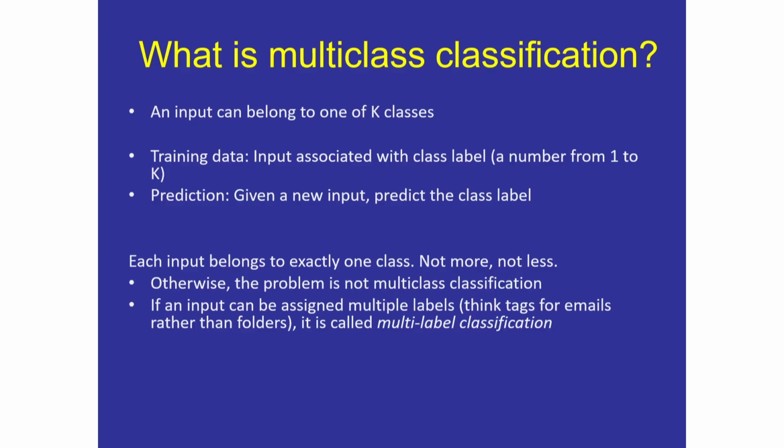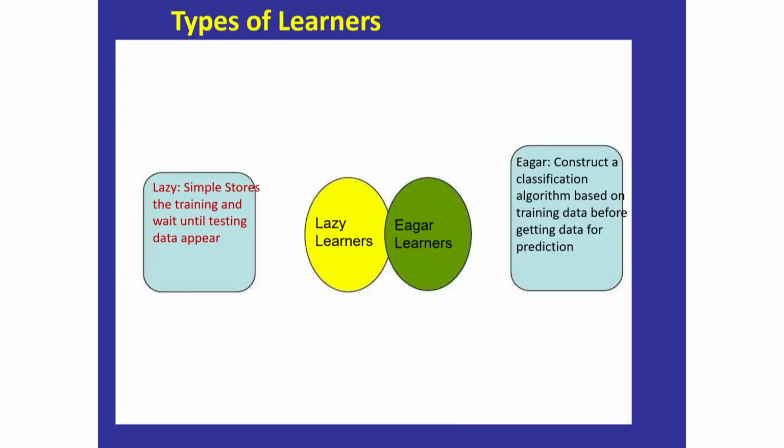Well, to provide you more details about multi-class classification, the training data has inputs associated with a class label, say a number from 1 to k, and then given an input you can predict the class label. Well, that is how it is done. This is basically called a K class problem.